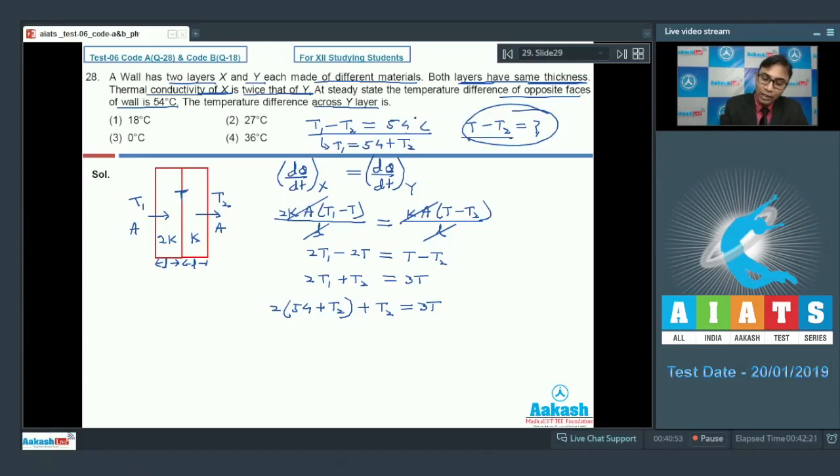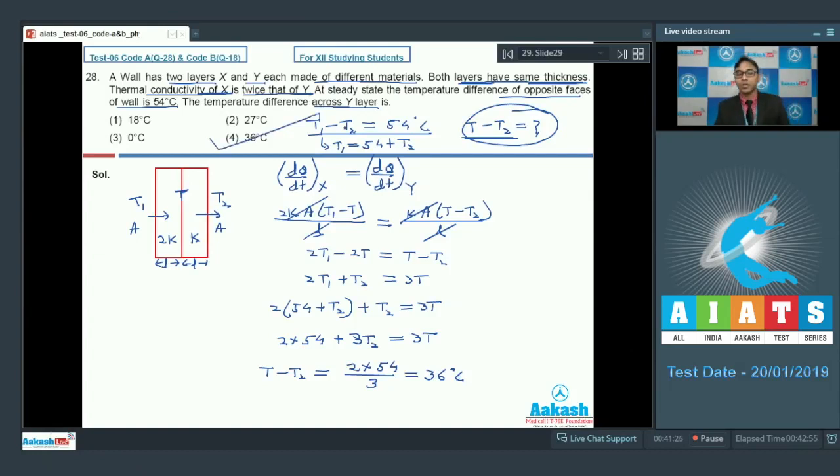What do we have to calculate? We have to calculate T minus T2. So we can write it as 2 into 54 plus 3T2 will be equal to 3T. So we can say that T minus T2 will be equal to 2 into 54 divided by 3, and that will be equal to 36 degree centigrade. So we can say that option number 4 will be the correct choice.